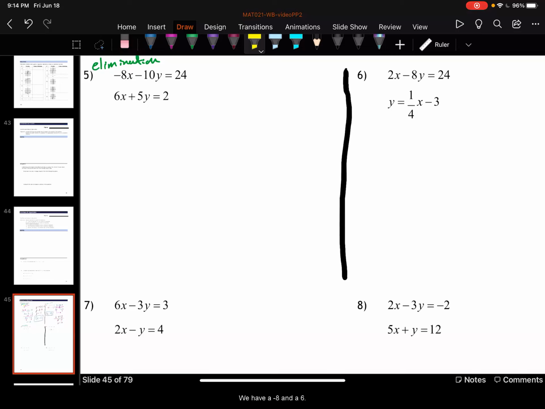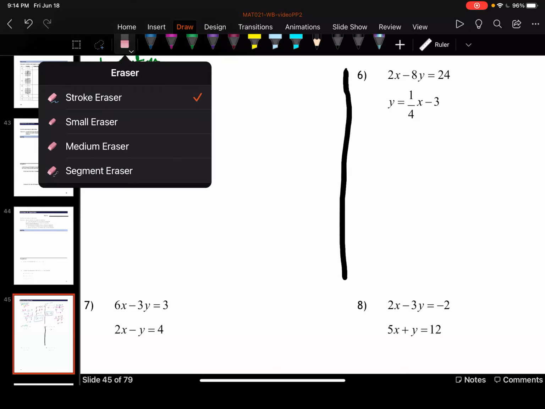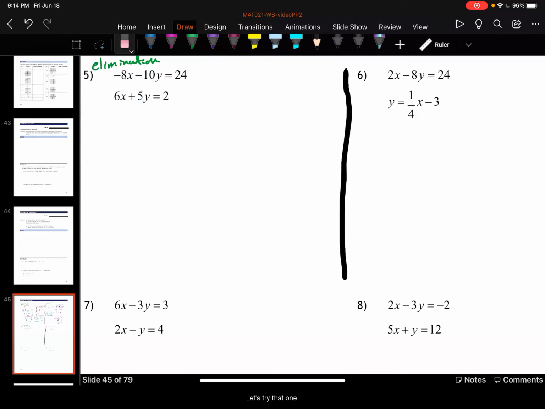We have a negative 8 and a 6. Now they do have a common multiple of 24, but that's kind of big to have to work with, and I really don't want to have bigger numbers than I have to. So let's look at our y. We have negative 10 and 5. Well, I could easily turn that 5 into 10 by multiplying that second equation by 2. So that one's much easier. So let's try that one.